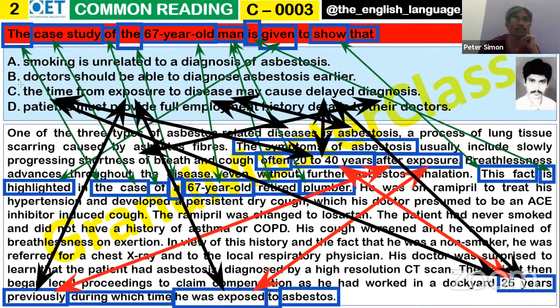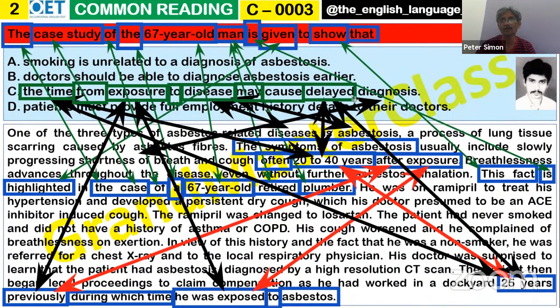Okay. Now here, the time is 25 years, 20 to 40 years from exposure. Previous exposure. After exposure, finally after 25 years is the disease. So from exposure to disease is 25 years, the time period. The cause is the reason for the delayed diagnosis. All the words.